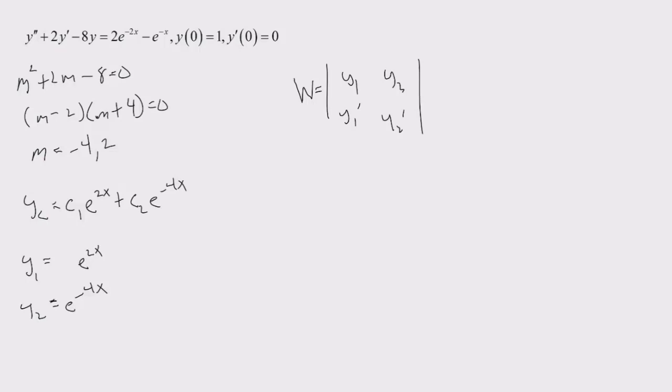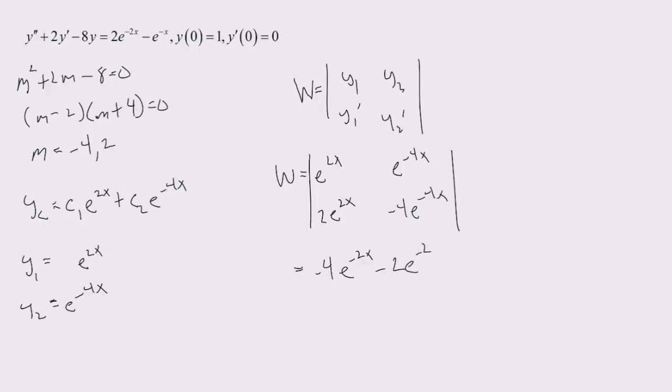So that would be e to the 2x, and that's 2e to the 2x. This would be e to the negative 4x, and that's negative 4e to the negative 4x. And so that's negative 4 e to the negative 2x minus 2 e to the negative 2x. So that's negative 6 e to the negative 2x.